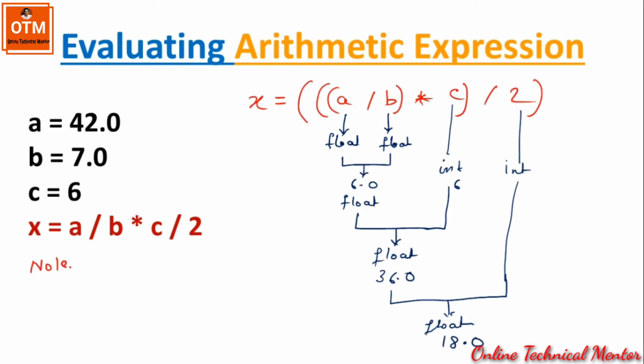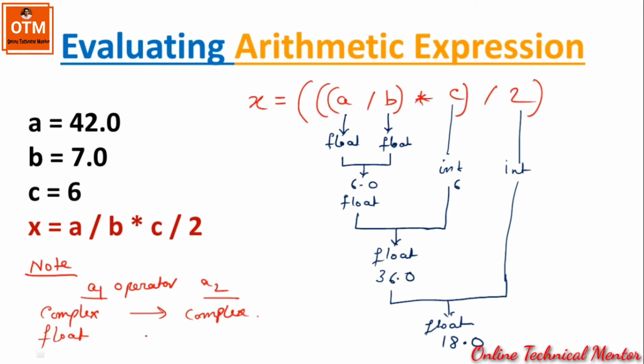So note carefully, suppose you have two arguments, say a1 and a2, in an expression. Suppose a1 and a2 are operated by some operator. Within these two arguments, if any one of the operands is complex, the other will be converted to complex also. And this is done by the Python interpreter automatically. If any one of the arguments is a float type, the other will also be converted to the float type. And there will be no conversion if both operands are integer.